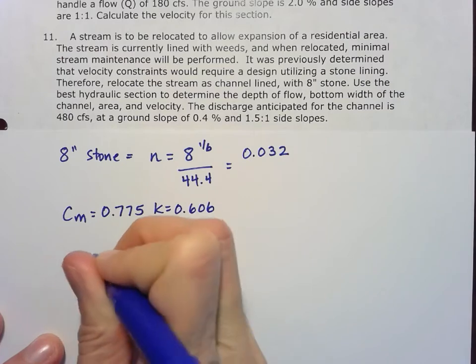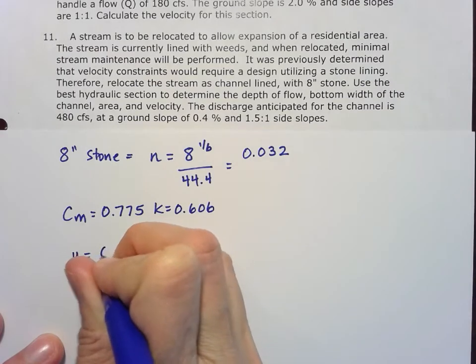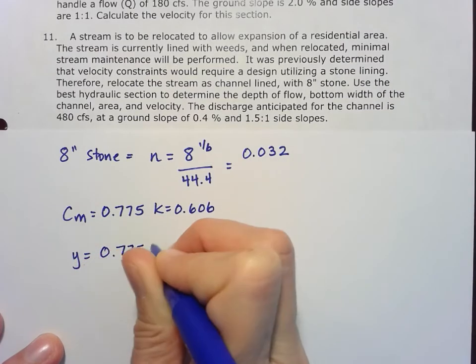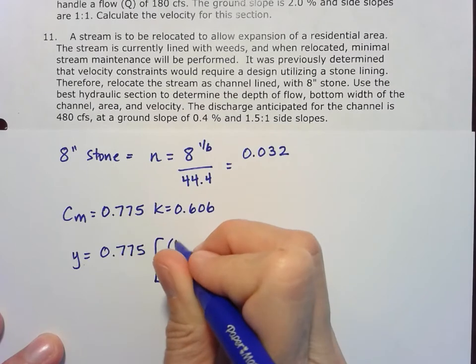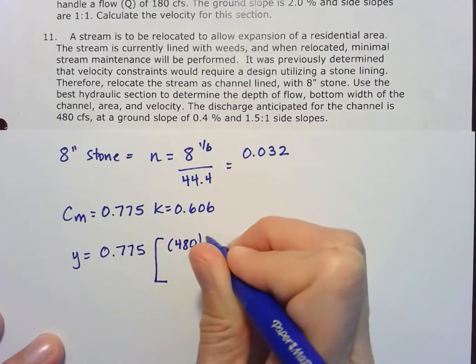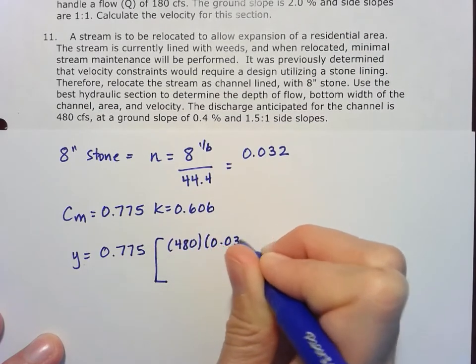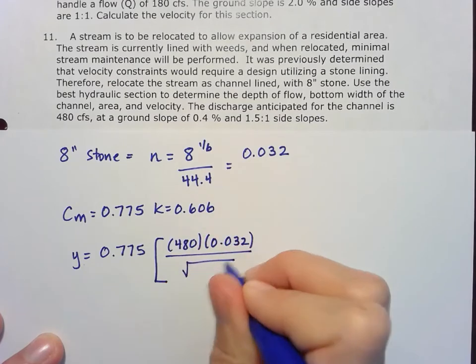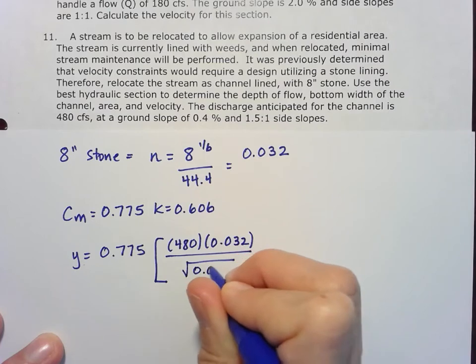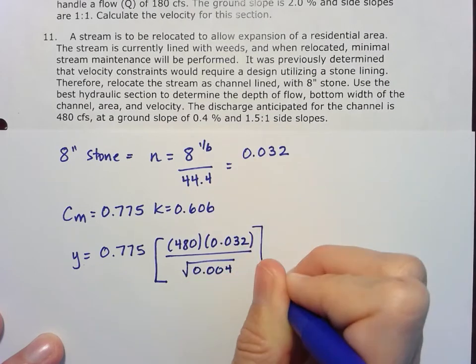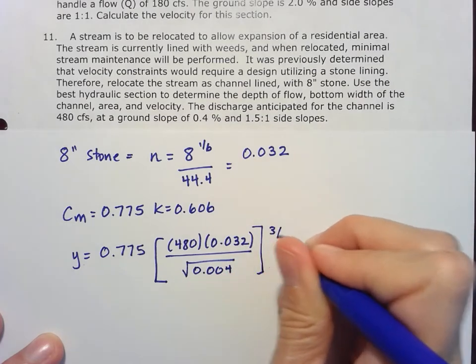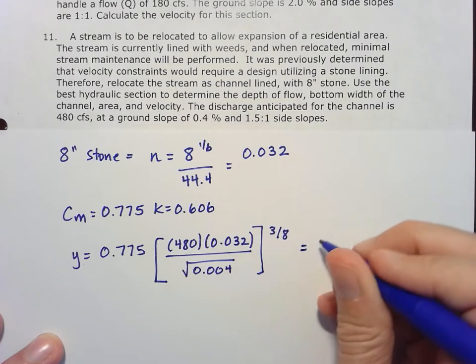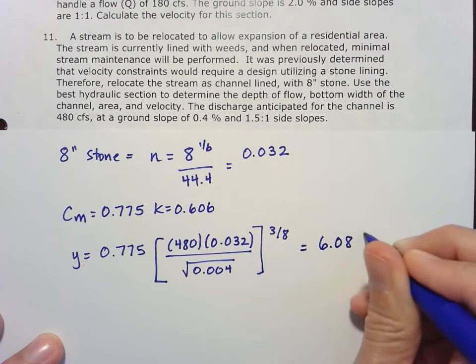So let's go ahead and solve for y first. So y is going to equal that C sub m, which is 0.775, times the Q, 480, times the Manning's n, 0.032, all divided by the square root of the slope, which was 0.4%, so as a decimal it's 0.004, and that's all raised to the 3/8 power. So that gives us a y value of 6.08 feet.